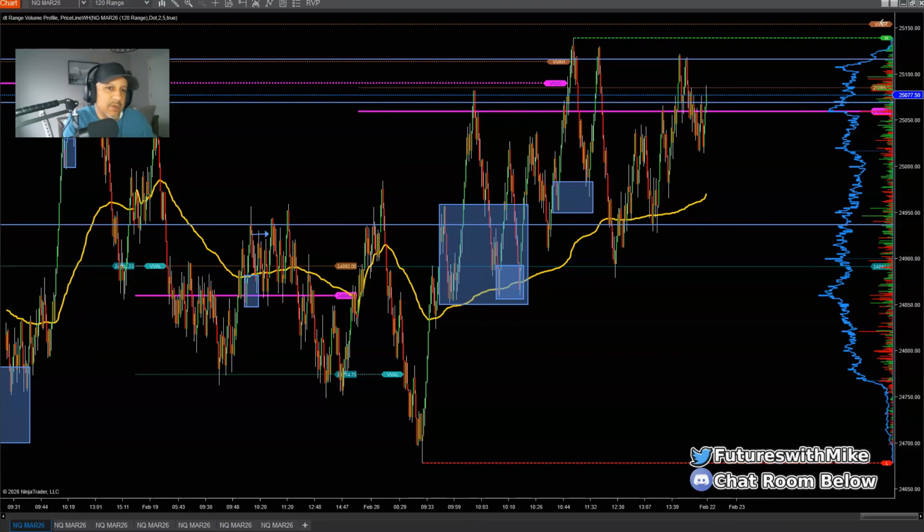Now, I personally trade the full-on standard E-minis, but you can use the same system and strategy trading the micros as well. It works across pretty much all markets.